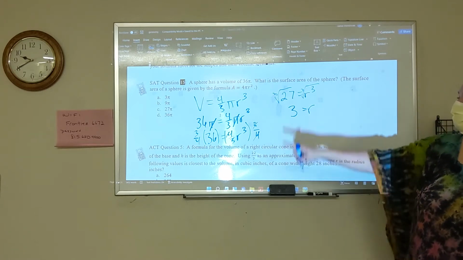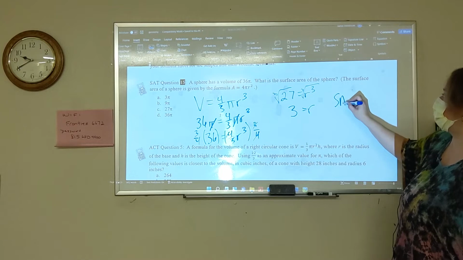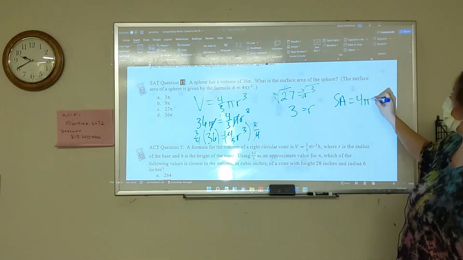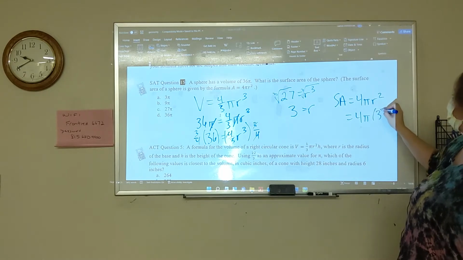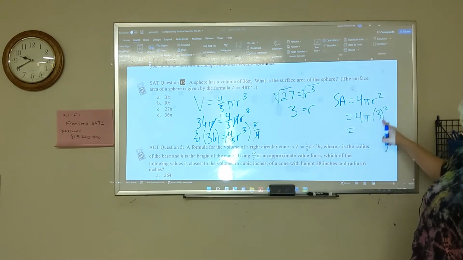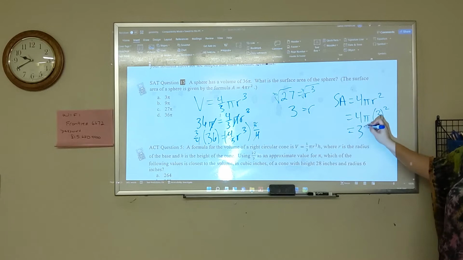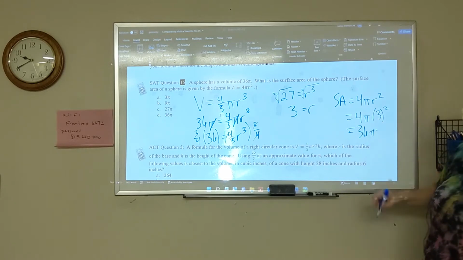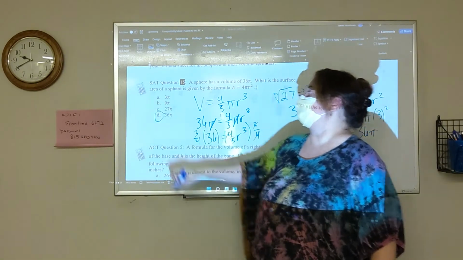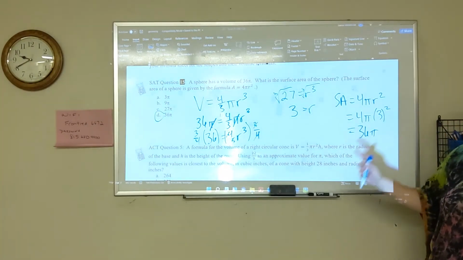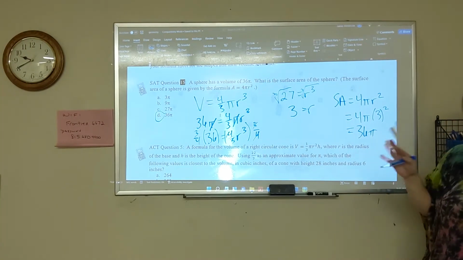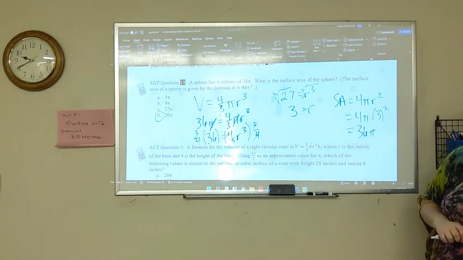Once you have your r, you can find your surface area. So surface area formula is 4 pi r squared. So we have 4 pi times 3 squared. 3 squared is 9. 9 times 4 is 36. So my surface area is also 36 pi. So in this particular case, your volume and your surface area are the same. That will only happen if your radius is 3. If your radius is any other number, that does not happen.